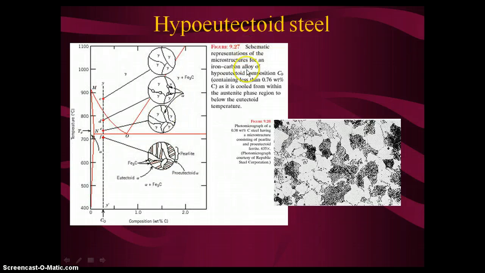This is a schematic representation of microstructure for the iron carbon alloy of hypoeutectoid composition. This is cooled from within the austenite phase region, and this happens below the eutectoid temperature. This structure is pearlite and pro-eutectoid ferrite microstructure.